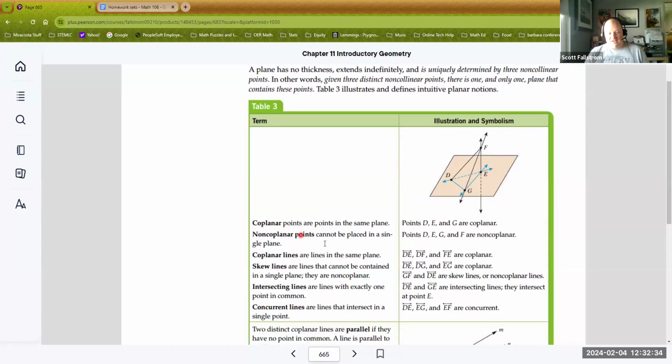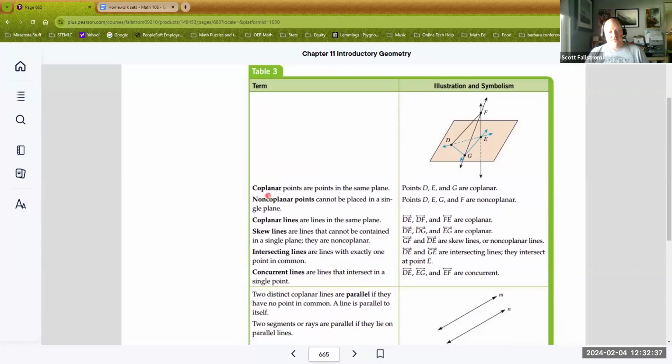So now we deal with the same type of terms, coplanar. If you have coplanar points, it's points in the same plane. Non-coplanar points, no matter what you do, you cannot put them into one plane. So in order for that to happen, you have to have at least 4 points. Remember, because if you had 3 points, you guarantee to make at least 1 plane. If you have 3 non-collinear points, you guarantee to have 1 plane. So you need 3 non-collinear points, and then 1 additional point, and guarantee those would be not on the same plane. Coplanar lines, those are lines in the same plane.